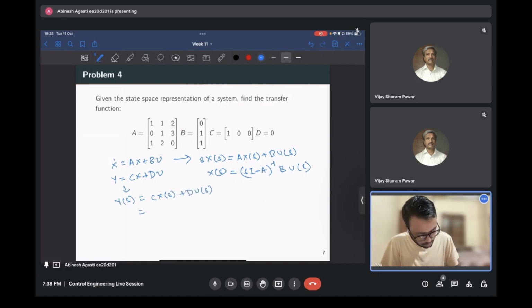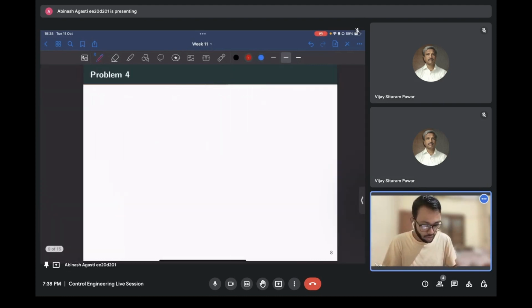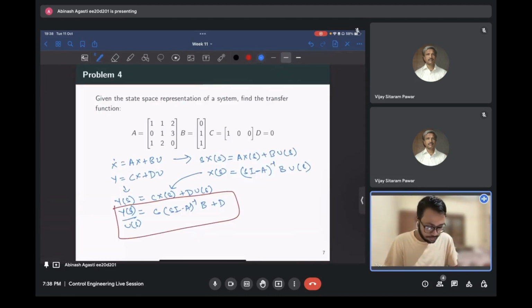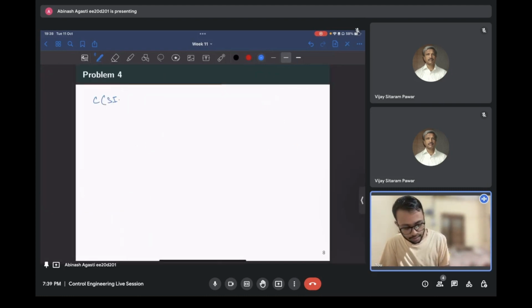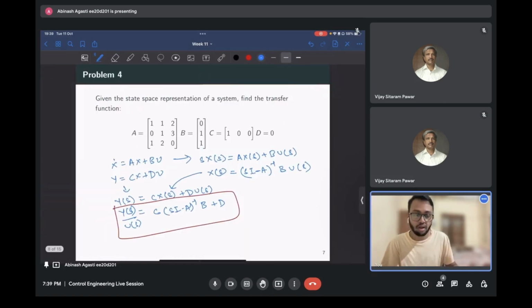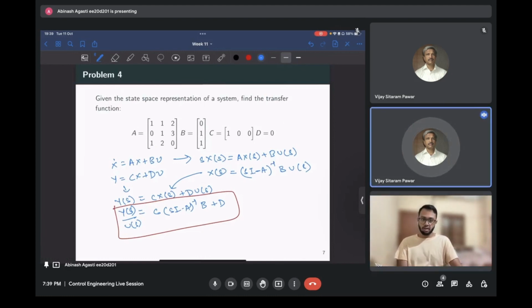So plugging this here, we have C (sI minus A) inverse B plus D, whole into U(s). So that means we can take this to the other side. For any general state space representation, this is the transfer function, right? So for this, since D is 0, we want to find out C (sI minus A) inverse B. Okay, so is it clear till now?